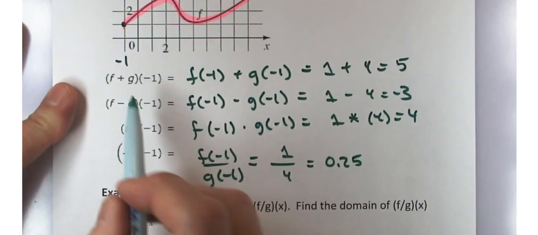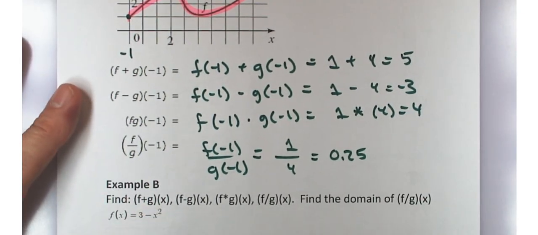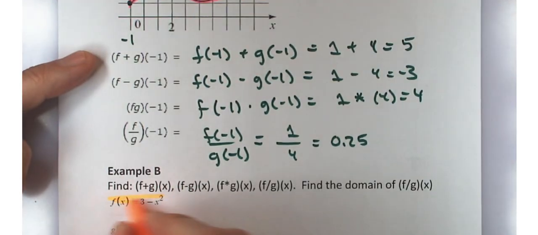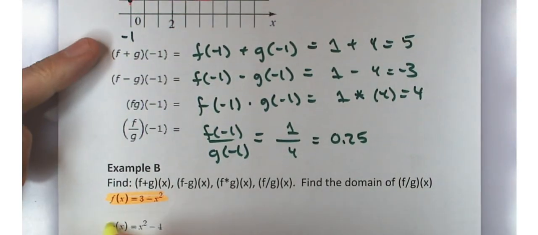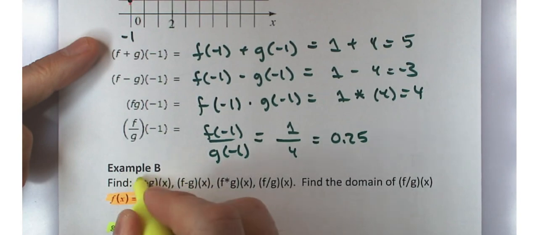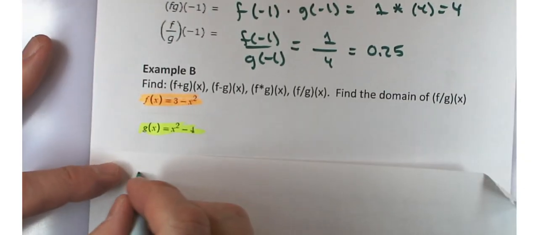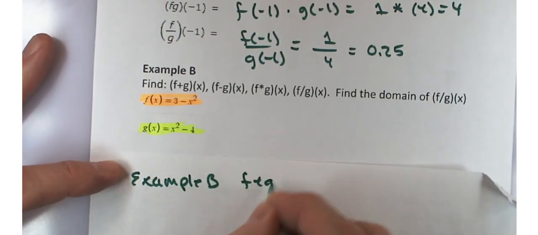Now that same idea where we're kind of distributing here applies to stuff like this down here, where we've got f of x is 3 minus x squared, and below that we've got g of x. G of x is x squared plus 4, and they're going to ask you to run through all these different calculations. So let's start with f plus g of x. So this example B here. F plus g of x.